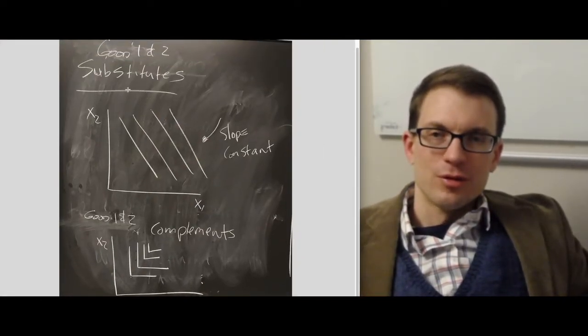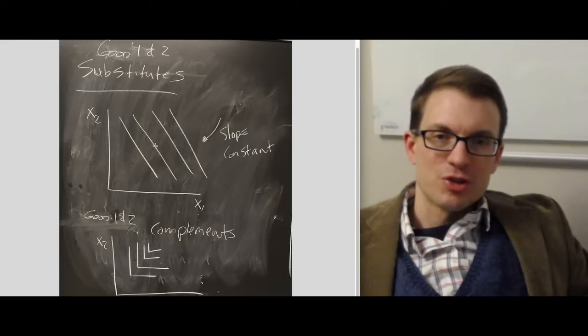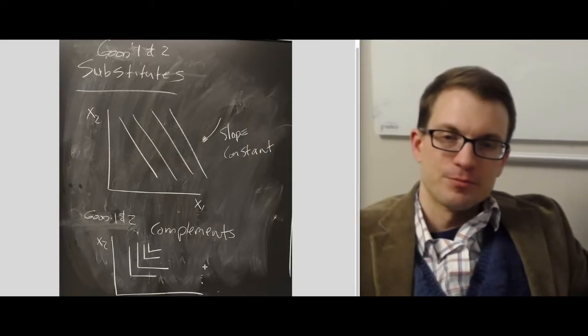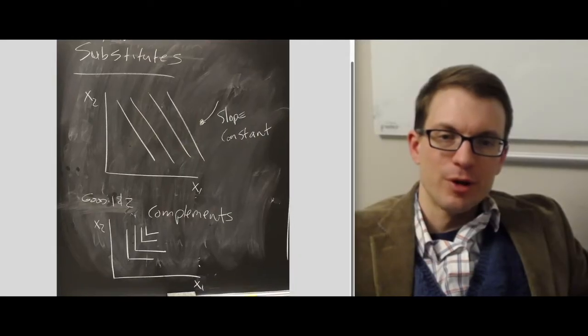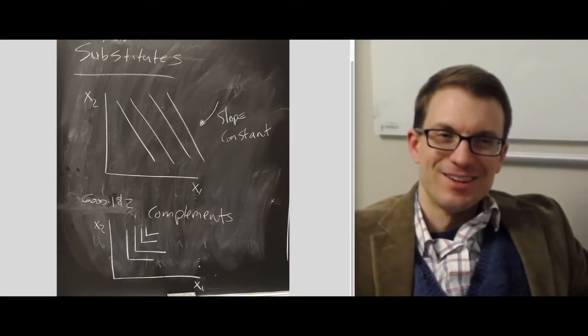Here's perfect substitutes. So the slope is constant. I just gave us a whole bunch of indifference curves. This would be like Coke and Pepsi. And then here's where good 1 and good 2 are complements. So here are nested, right-angle indifference curves.